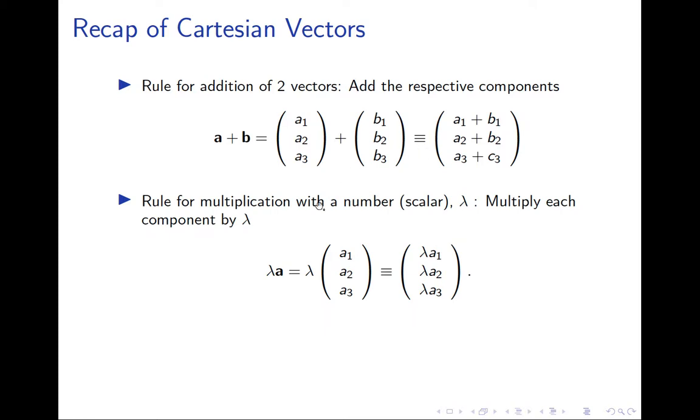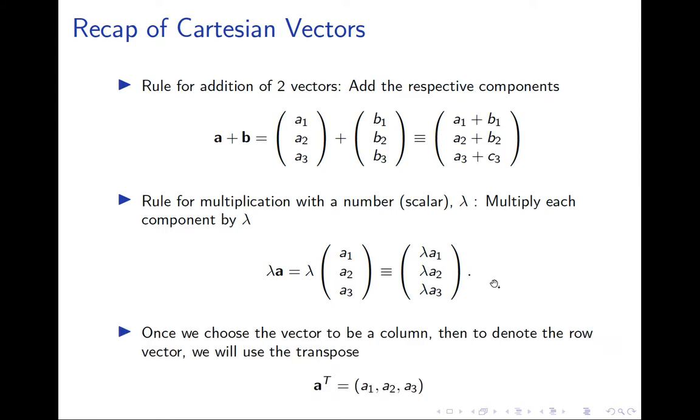And then the rule for multiplication by a number, a scalar. When you multiply a vector by a scalar, the rule is that you multiply each component. The new vector has components multiplied by the same number: lambda a1, lambda a2, lambda a3. And this I already explained before. Once we choose a vector to be a column, then to denote the row vector, we will use the transpose, a transpose, which is a1, a2, a3 as a row vector.